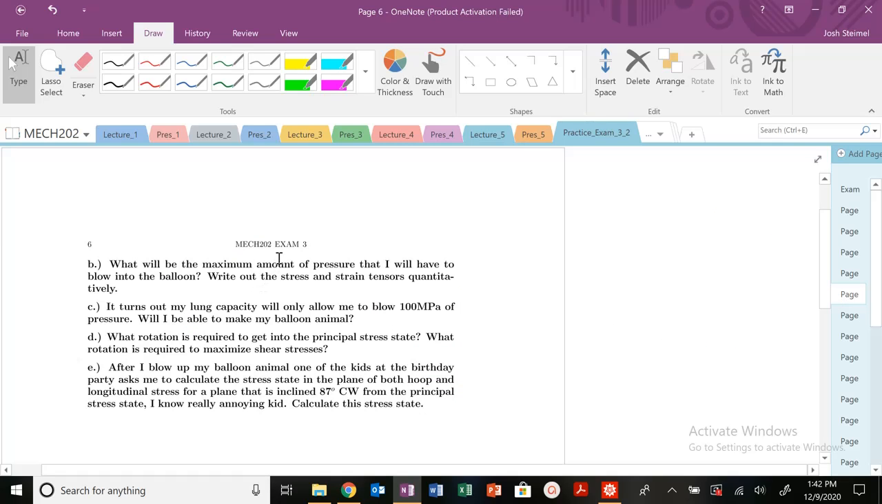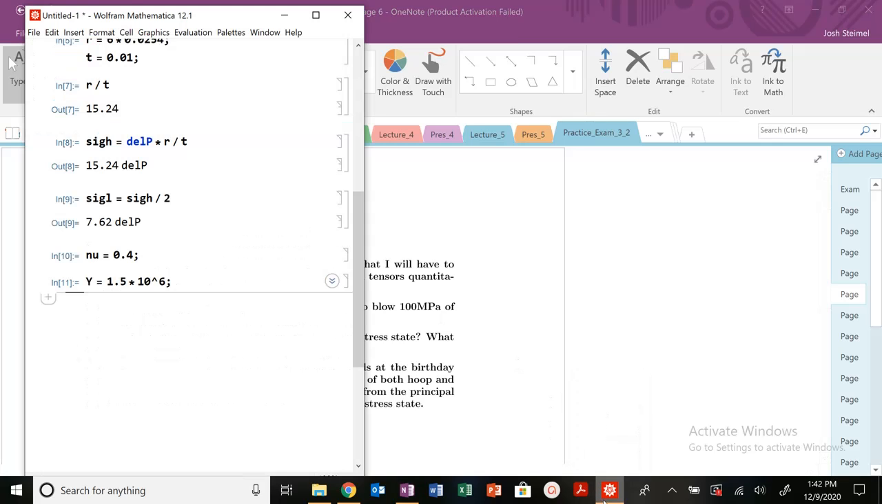So what will be the maximum amount of pressure that I will have to blow into the balloon animal? Write out the stress and strain tensors quantitatively. So we just said in the previous problem statement, I need to at least, the very minimum, blow 100%.